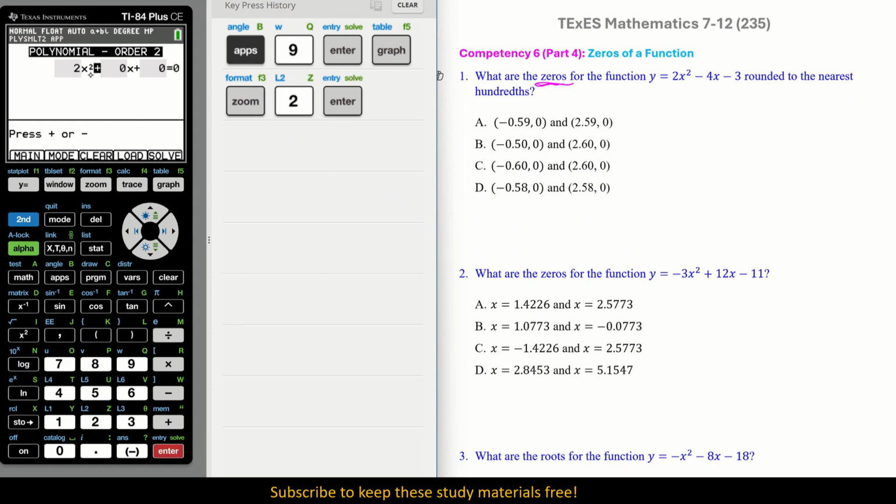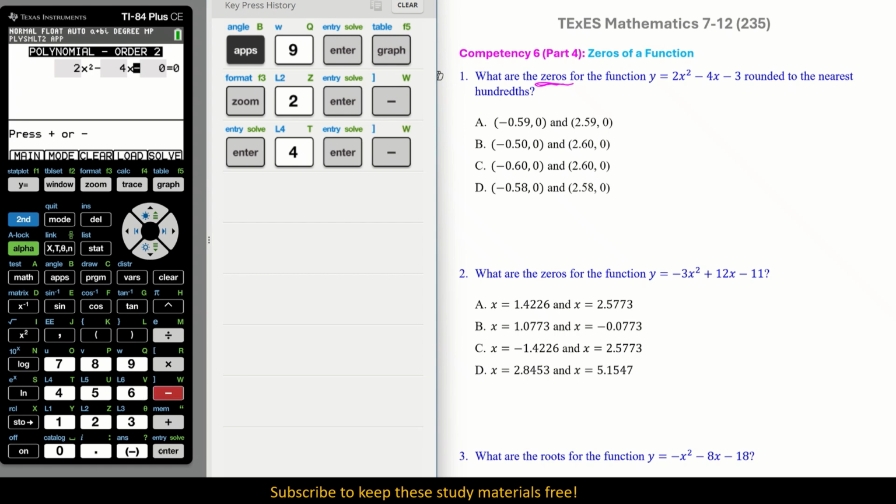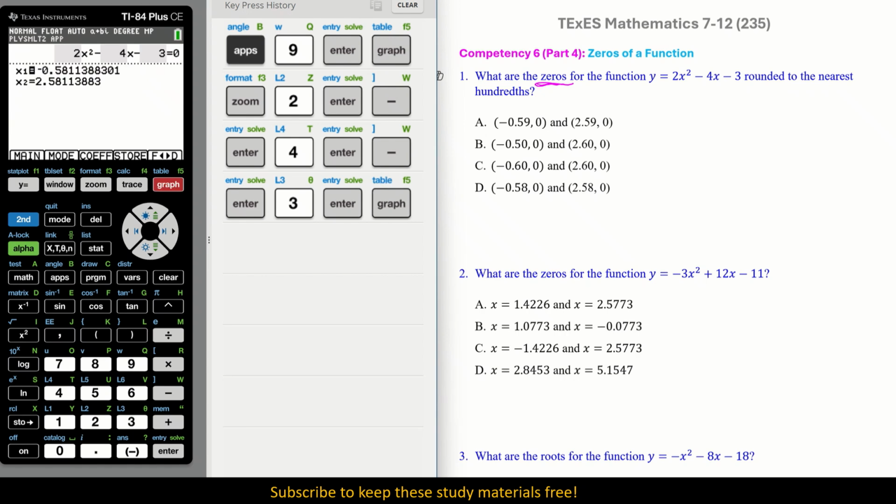Then it wants us to check our operation. We do need subtraction, so minus, enter, and then 4, and enter. Again, we need subtraction for our operation, so push subtraction and enter. And then instead of 0, we need 3. Now it looks like everything's entered correctly. Again, push graph for solve.